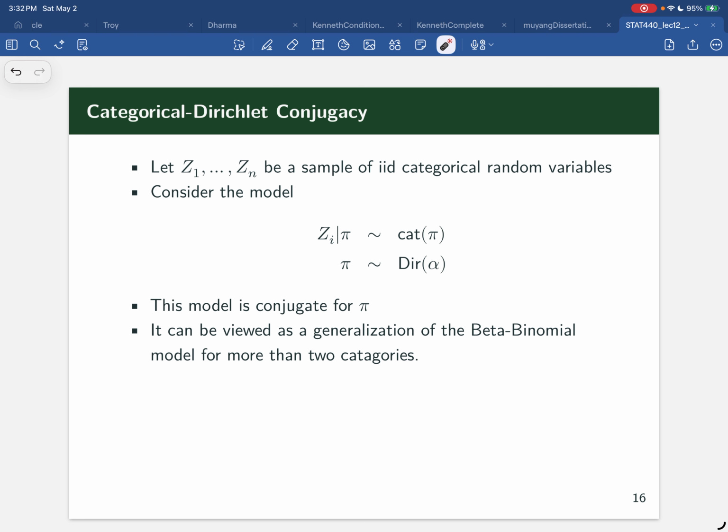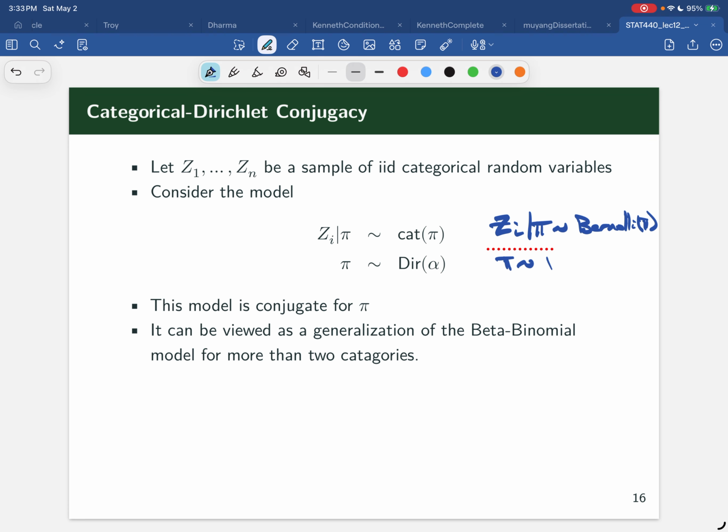I claim that the categorical Dirichlet, it turns out that this is a conjugate model. And we've actually seen this before, but we've only seen it in 2 dimensions. We would have said something like zi given pi is Bernoulli pi, and then pi was beta, alpha, beta.